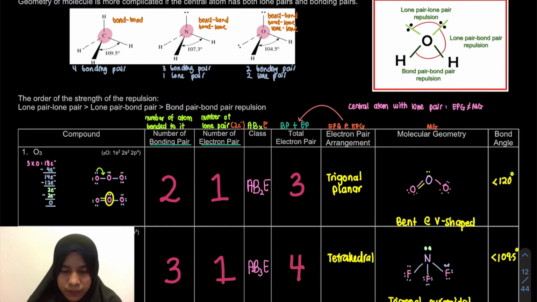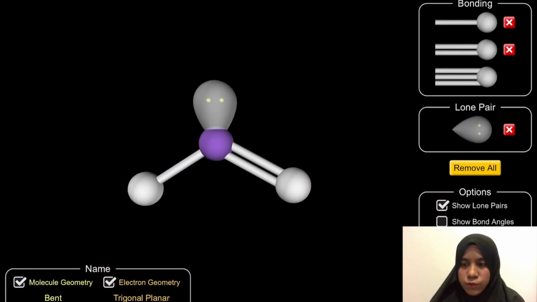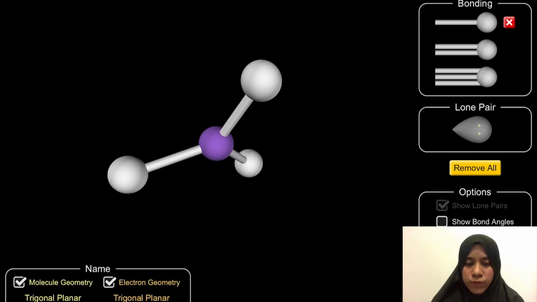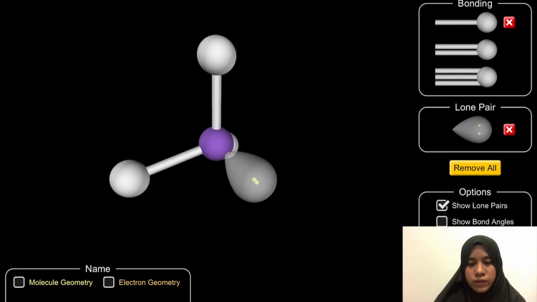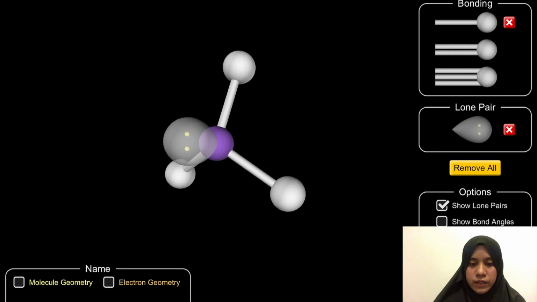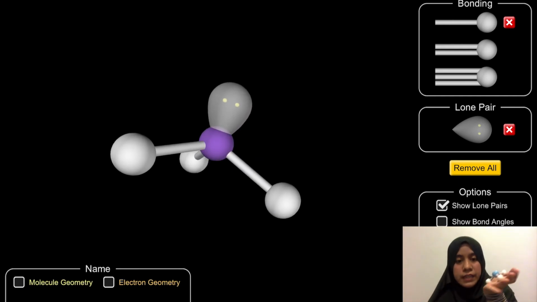Okay, so kita tengok balik dekat yang website tu. Okay, so contohnya Miss nak padam balik semua. Okay, tadi kita tahu NF3 ada 3 bonding pair. 1, 2, 3. And then Miss ada 1 lone pair. Kalau kita lukis macam ni, nampak dia macam kita punya trigonal pyramidal.